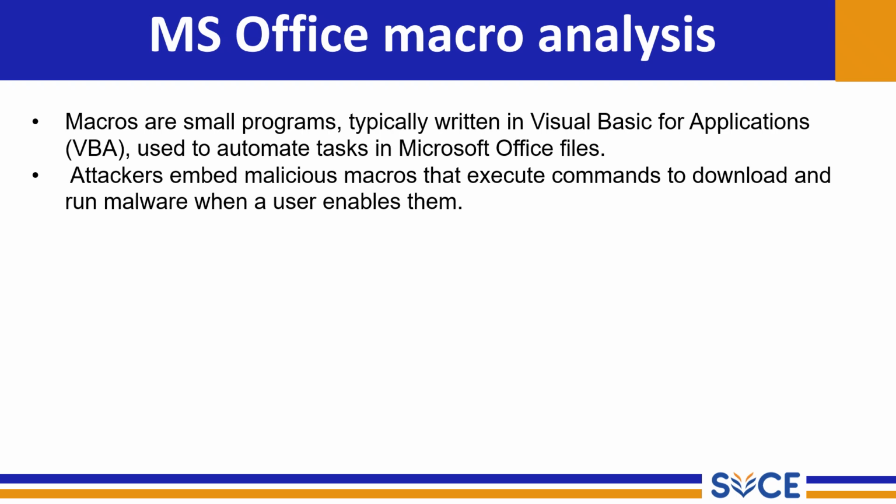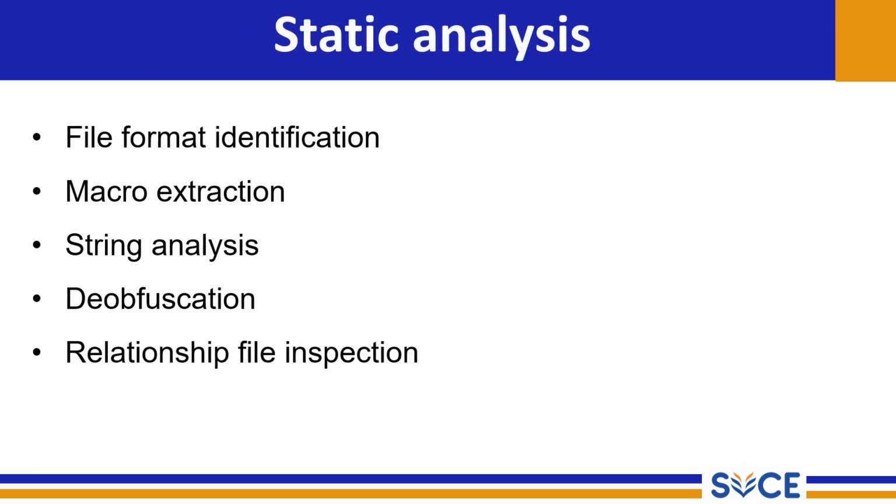The first is static analysis. It involves file format identification, macro extraction, string analysis, deobfuscation, and relationship file inspection. For file format identification, newer Office documents, for example docx or xlsx, are open XML formats, which are essentially zip archives containing XML files and other components. Analysis tools can deconstruct this archive to inspect its contents for anomalies. Older .doc and .xls files use a different format, OLE2, which requires specialized tools.